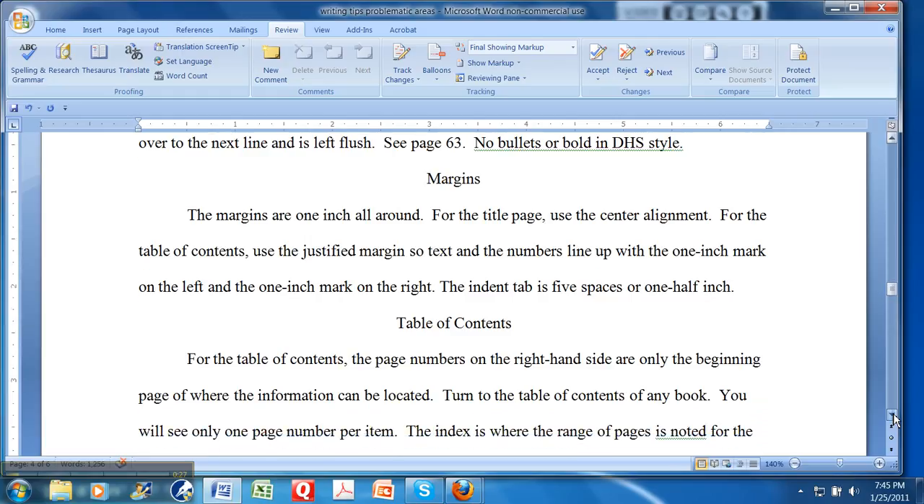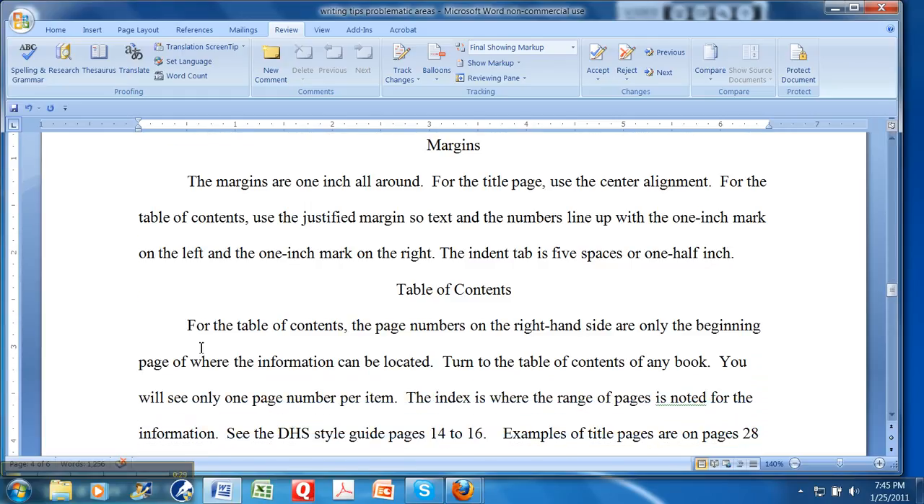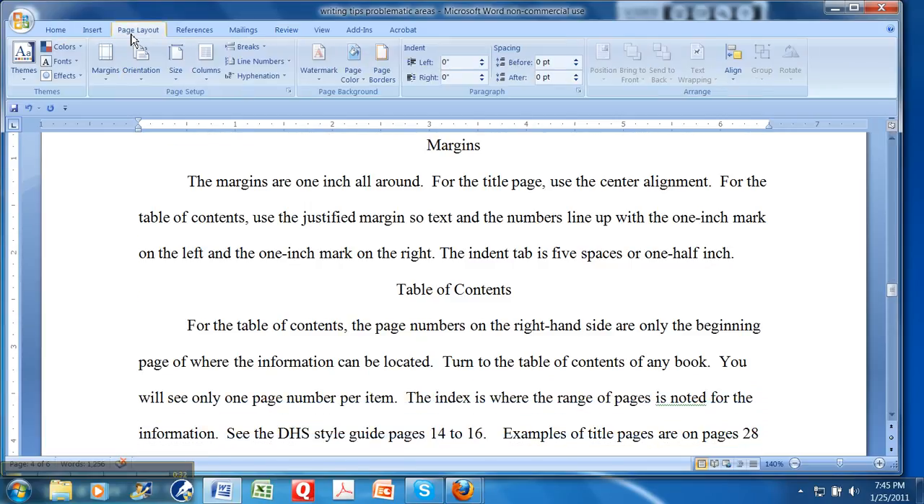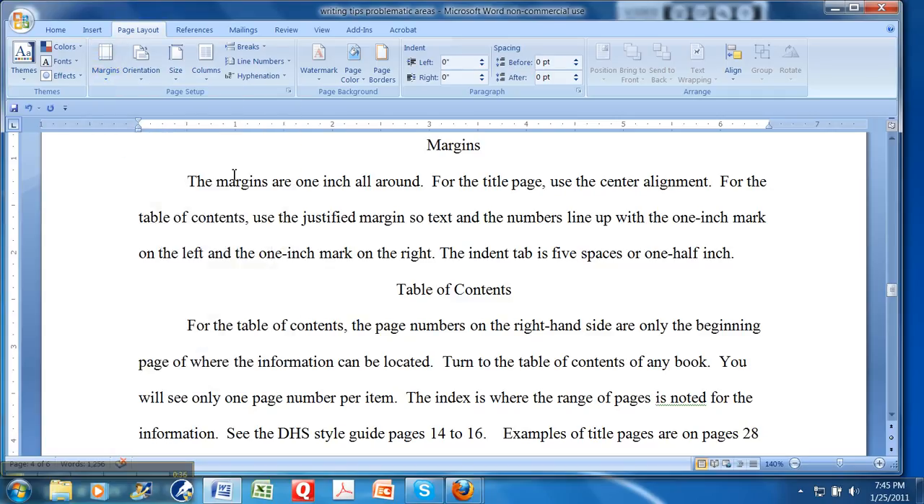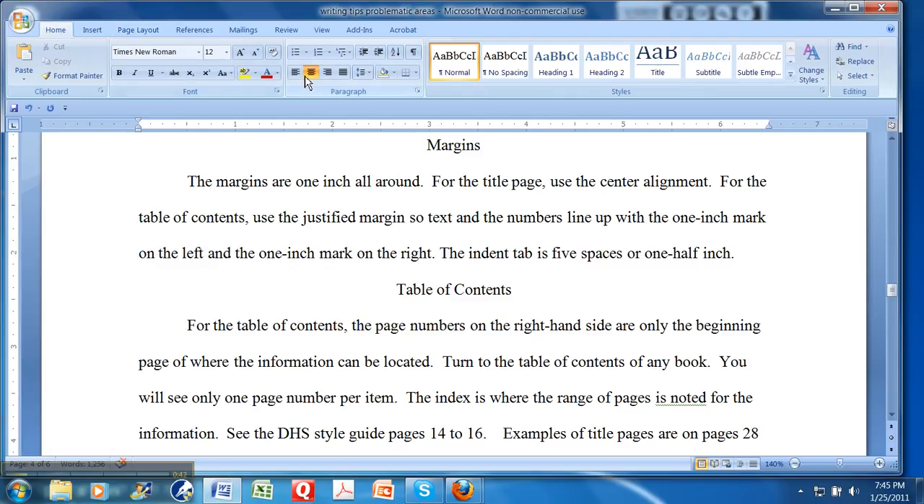In the margins, double check that they are 1 inch all around. You may have to go to your page layout in order to double check that. The title page uses a center alignment, just like your headings do all throughout your paper. And when you have the body of the paper, you want to make sure that you have the left flush. And when you're doing your table of contents, you want to make sure that you have the justified so that everything lines up under the 1 inch marks.